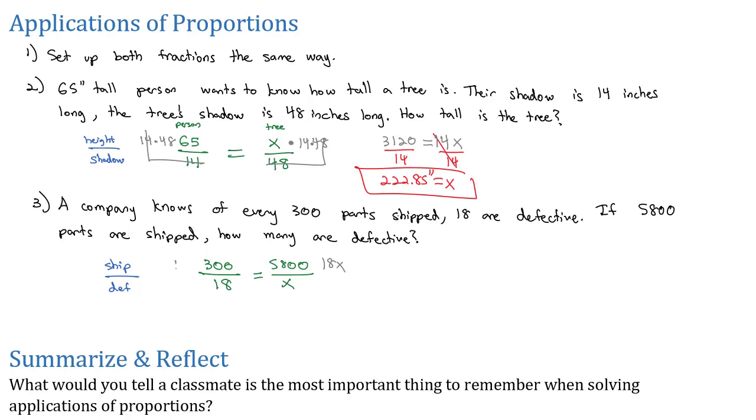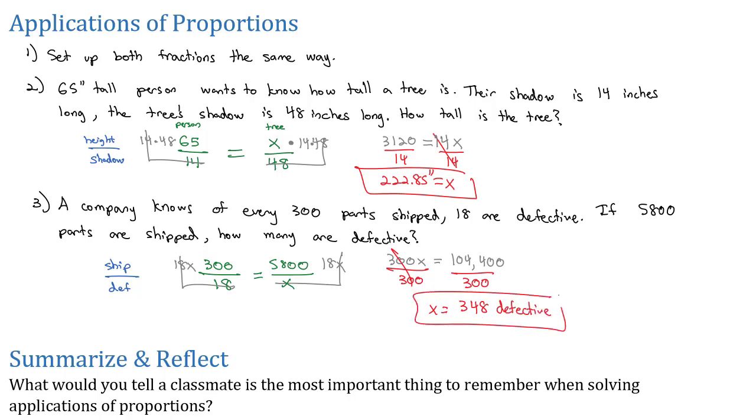Multiplying both sides by 18x, multiplying by the denominators so that the x's and the 18s can divide out. And that's going to leave 300x is equal to 5,800 times 18 is 104,400. And then I can solve this proportion by dividing both sides by 300 so that x is equal to 348 defective parts in this shipment.